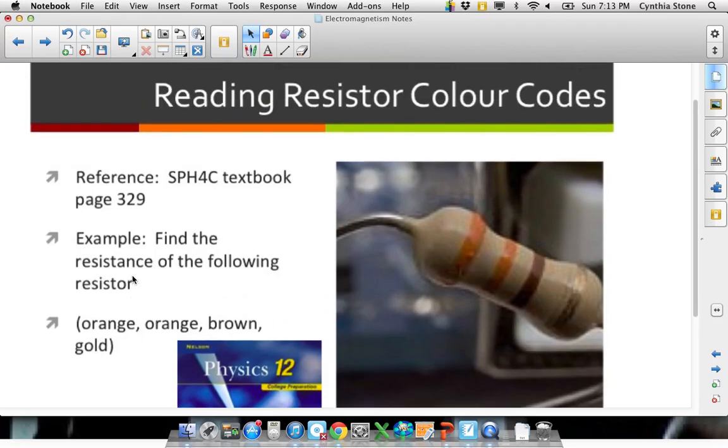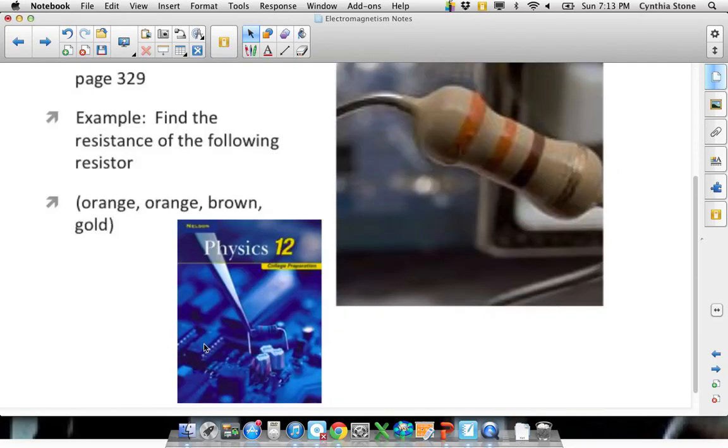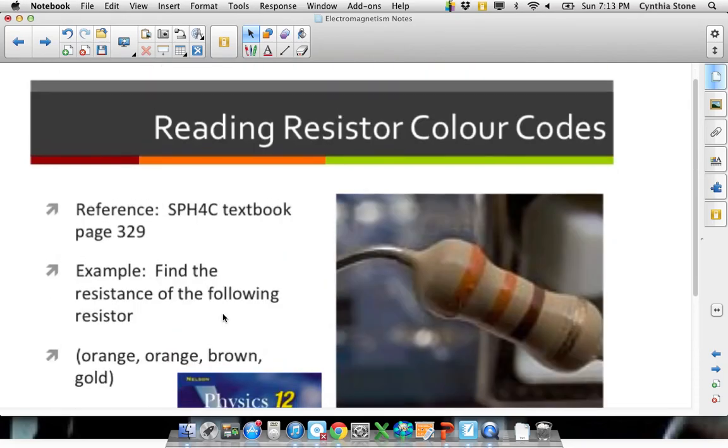Okay, another little bit on resistors is the color coding system. So I put this picture of the textbook here. This is the textbook that I'm talking about when I say, in this textbook on page 329, you'll find a table that'll help you figure out, if given a resistor with the color coding scheme on it, what the resistance on this thing is. Because some engineer designed this resistor so that it would slow down the current by a very specific amount.